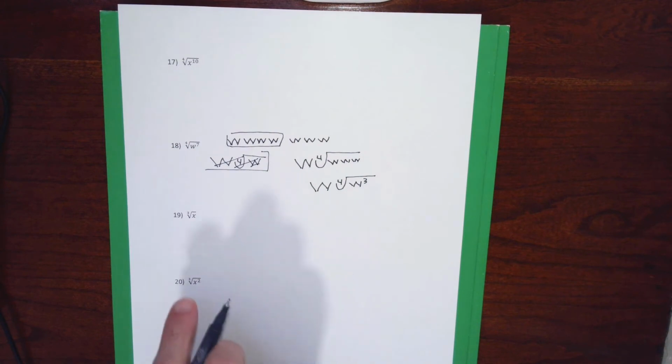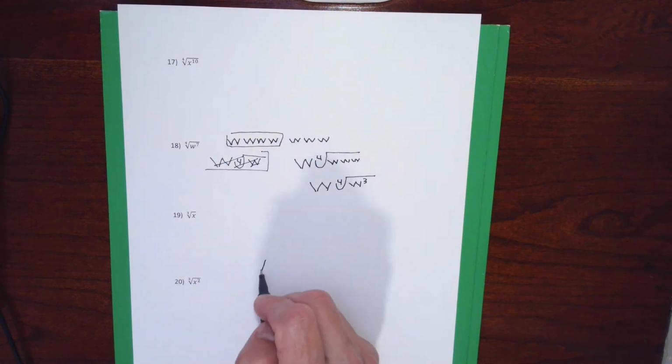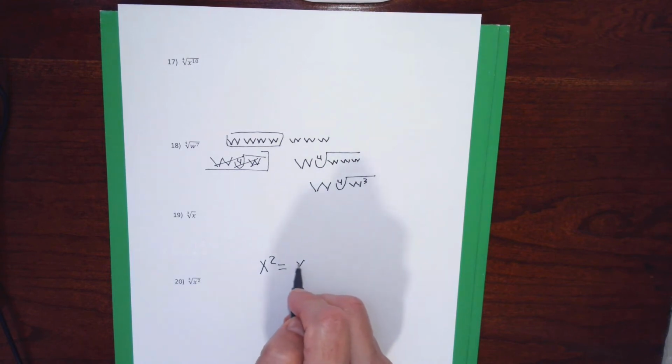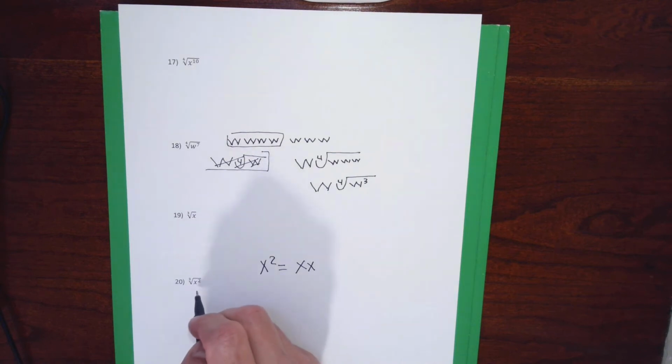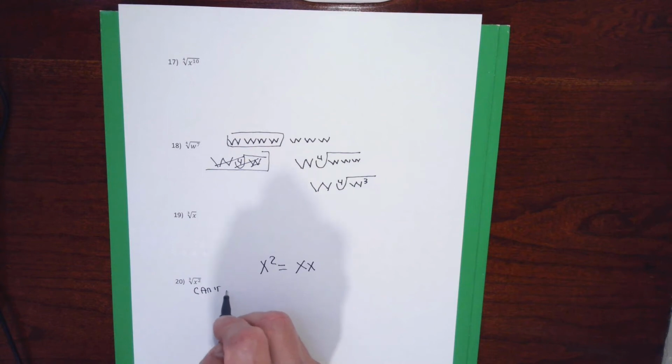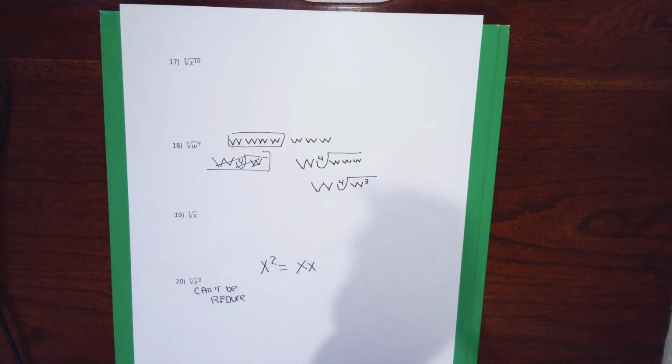Let me move down to 20. I need a prime factor tree for x squared. It's a cube root, so I need 3 of a kind. I don't get 3 of a kind, that means this can't be reduced. This is a reduced radical because the exponent is less than the index. So this can't be reduced. Or I can write it with a fraction exponent as x to the 2/3 power. That's rewriting it. It's not technically what we're considering reducing.